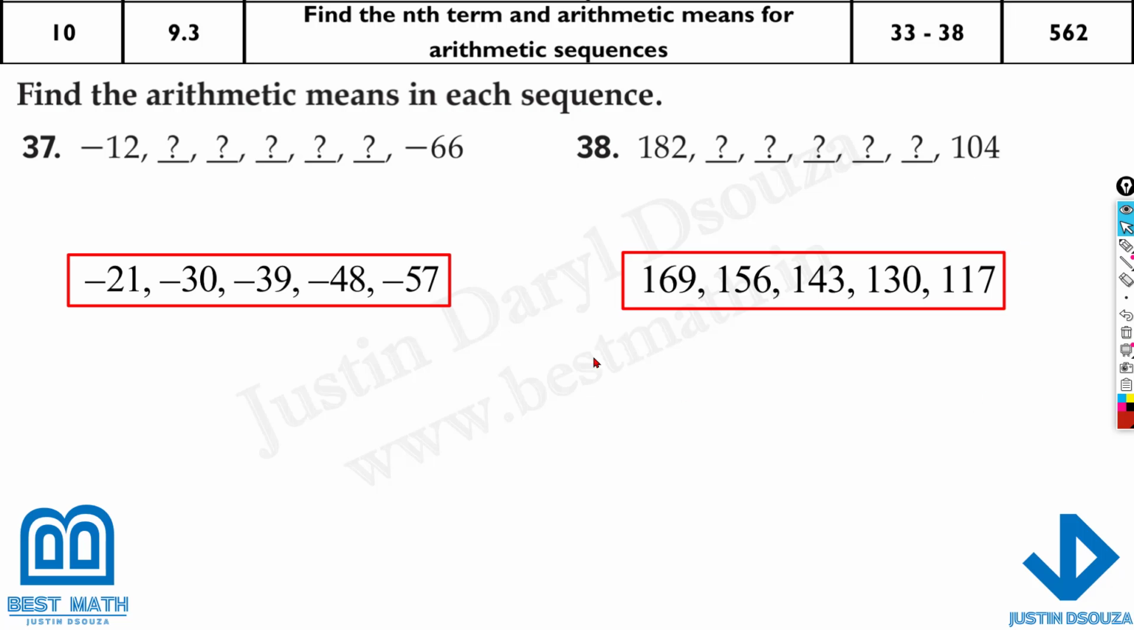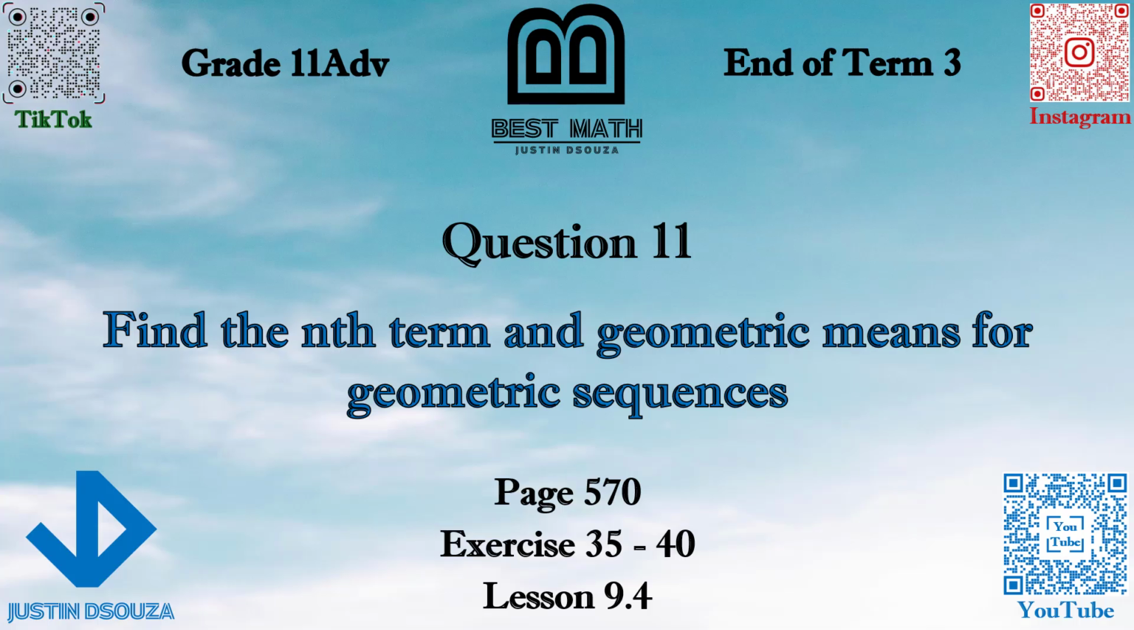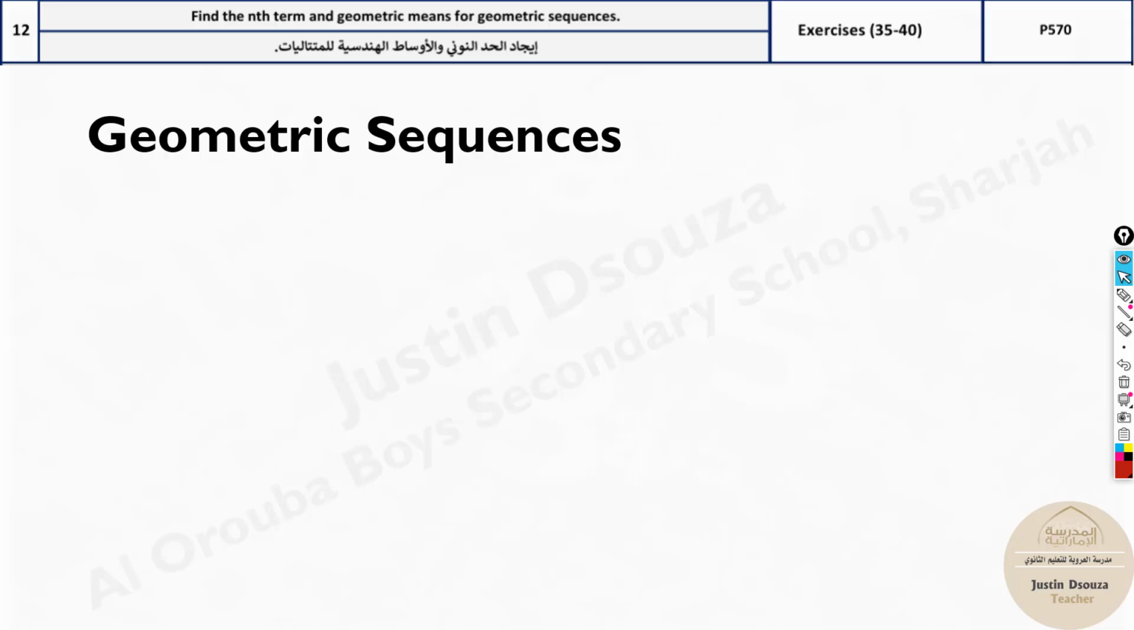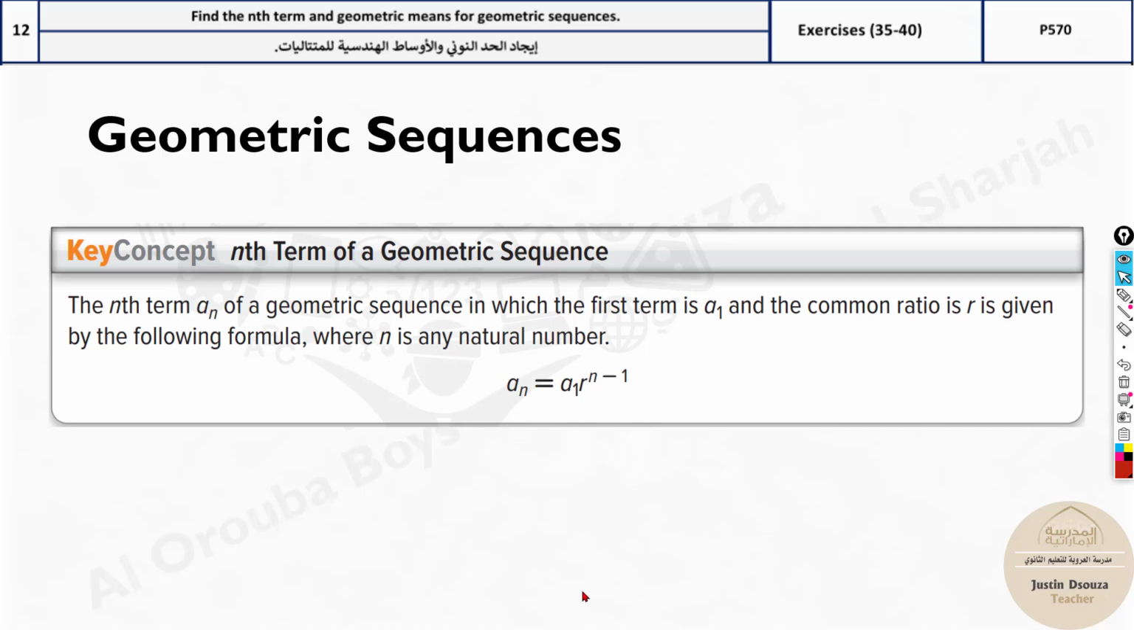The question is about geometric sequences. We have to find the nth term and geometric means. The geometric sequence formula is given like this. It's an equals the first term multiplied by r to the n minus 1. You might find this similar to the arithmetic sequence, but over there it was all about plus, right? Here you multiply, because geometric means you're multiplying the number. This r is the common ratio. A1 is the first term, an is the nth term, n is the number of terms.